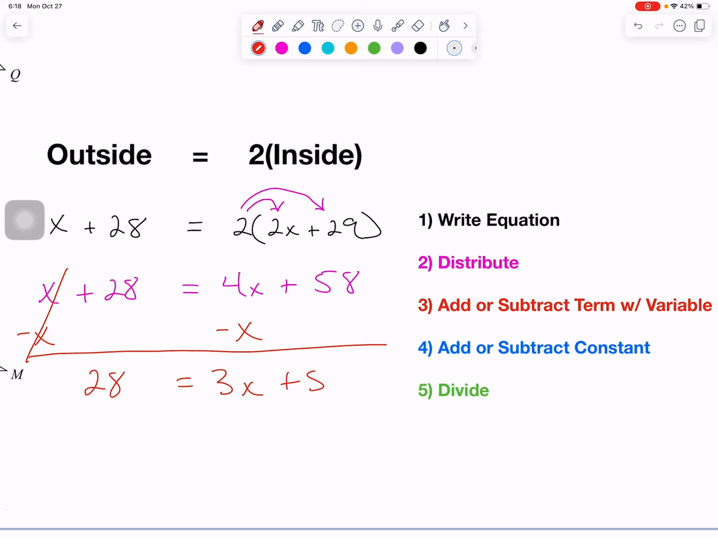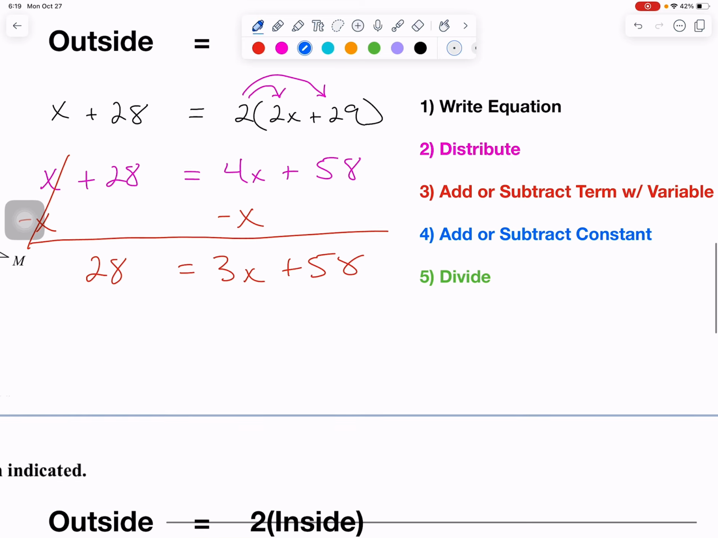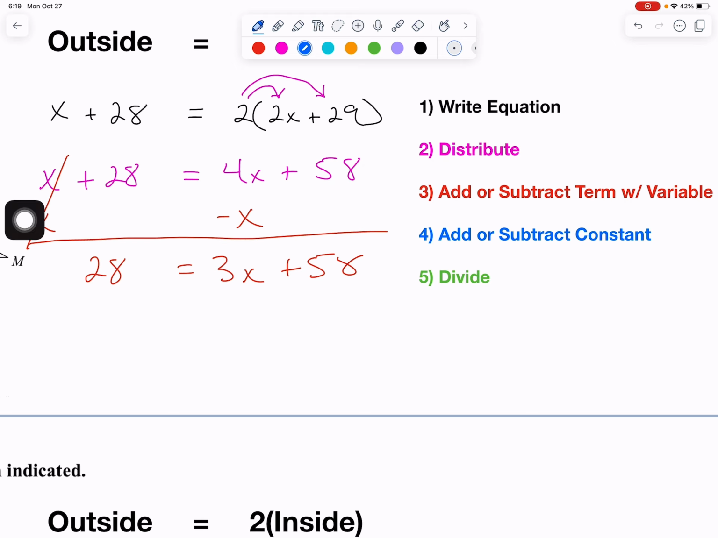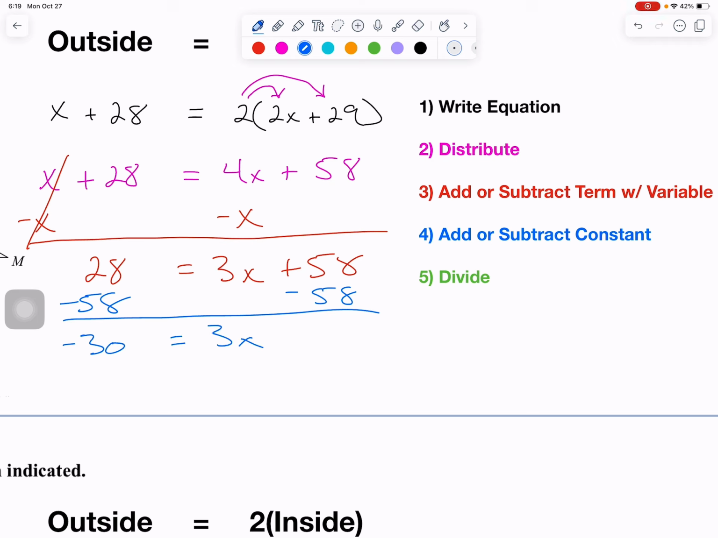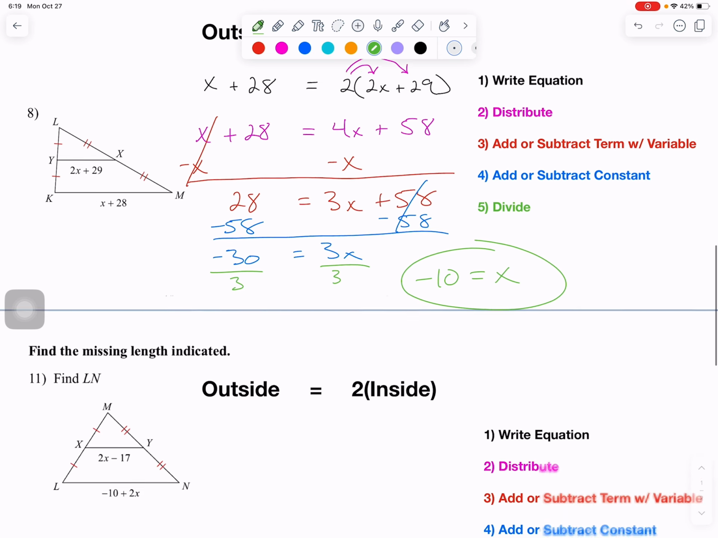Then it says to add or subtract the constant. We need to get 3x by itself. Let's subtract 58 from both sides. And we will get negative 30 equals 3x. Last step is simply to divide by the coefficient, or the number in front of the letter. Divide each side by 3. We get negative 10 equals x. Circle your answer. We do not need to plug in for these ones.